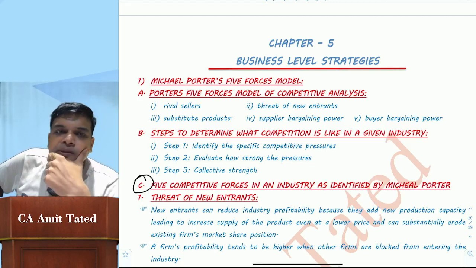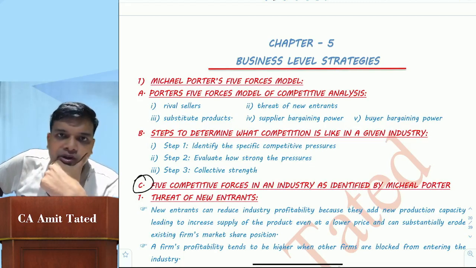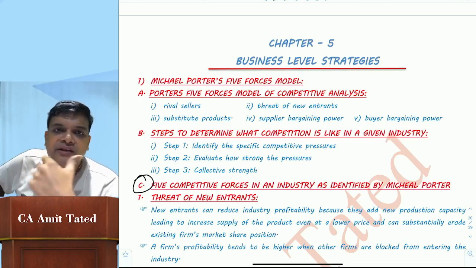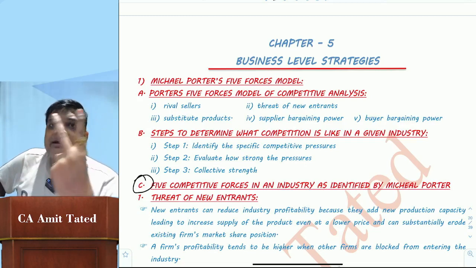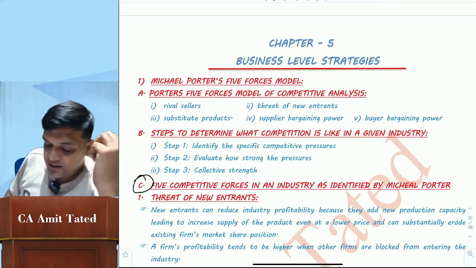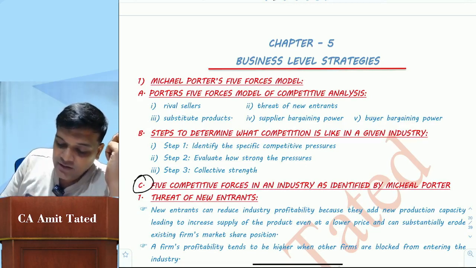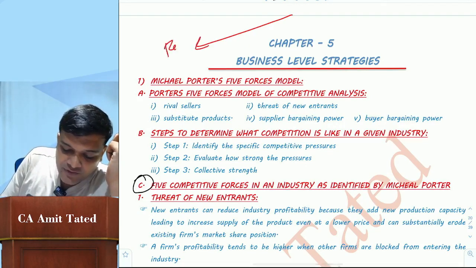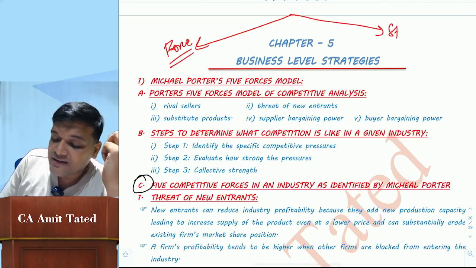But yeah, okay, now please understand chapter 5. Again, a very good candidate for your examination. 8 to 10 marks are from chapter 5 always. You'll be getting 2 questions from chapter 5, that for sure. Now please understand how things go in chapter 5. We'll divide this portion into 2 parts. One will understand about the forces and one will understand about the strategies.